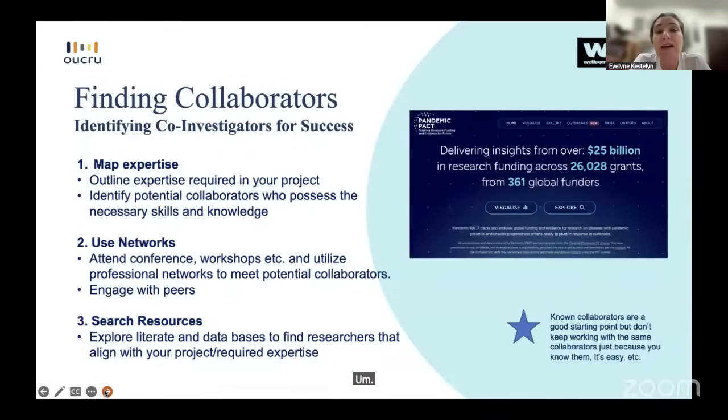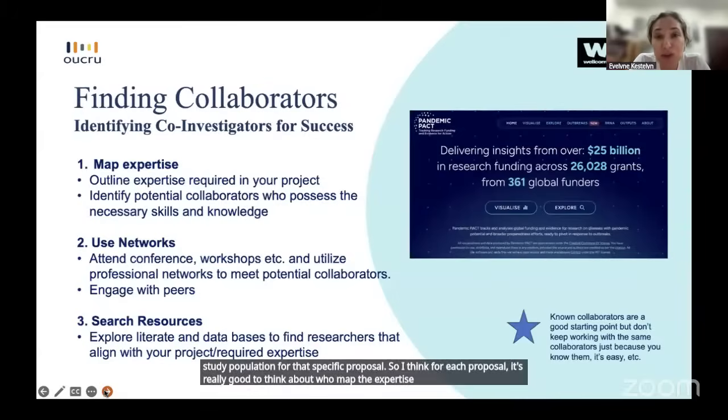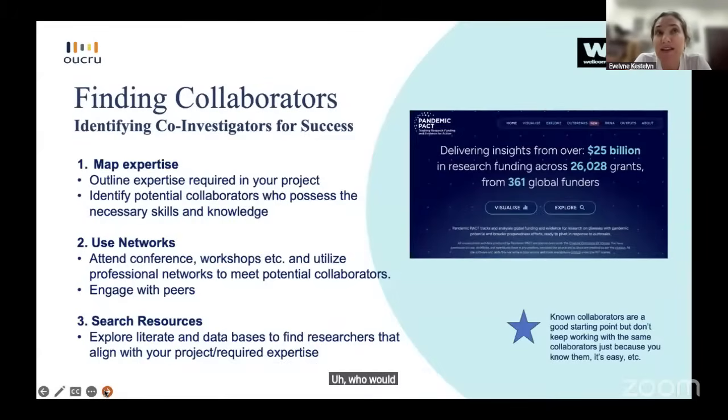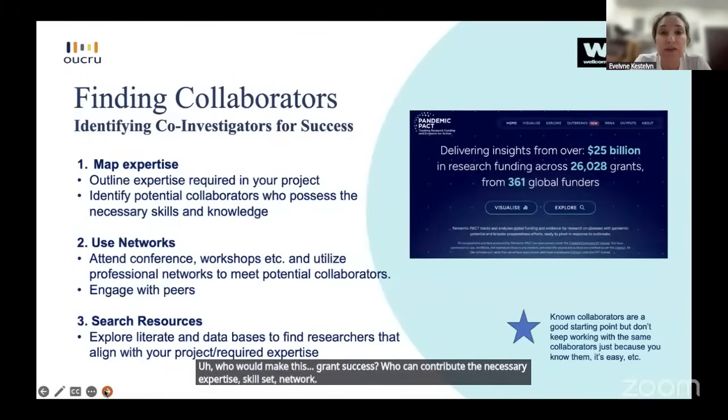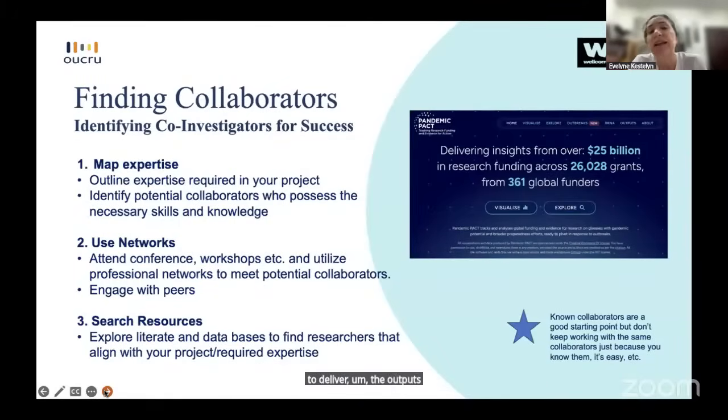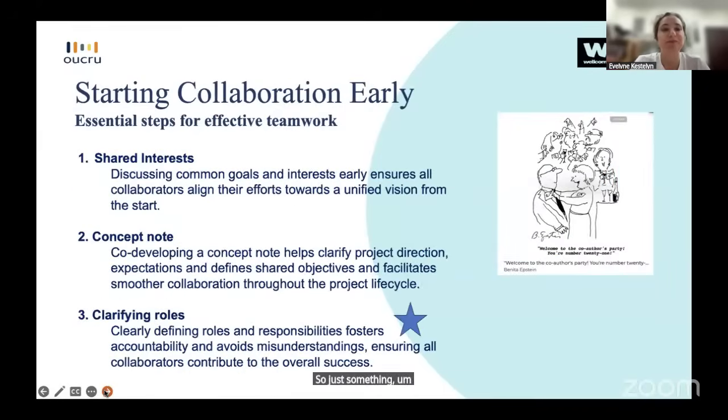They might not have the necessary expertise for this grant. The sites that they work with might not have the best study population for that specific proposal. So I think for each proposal, it's really good to map the expertise. Who do you need? Who would make this grant a success? Who can contribute the necessary expertise, skill set, network to deliver the outputs and ultimately the outcome of your proposal? So just something to keep in mind.